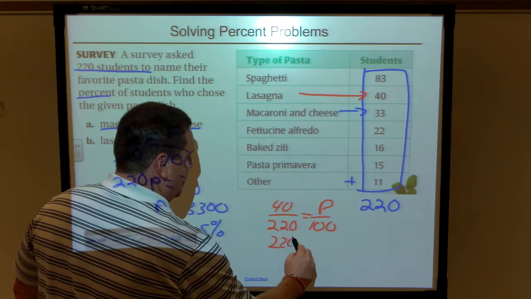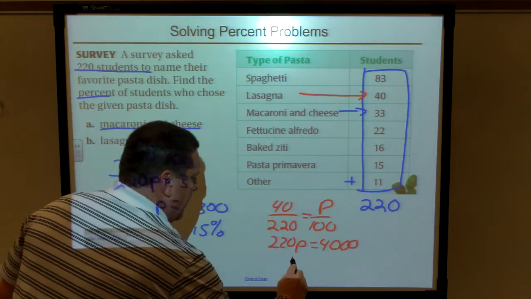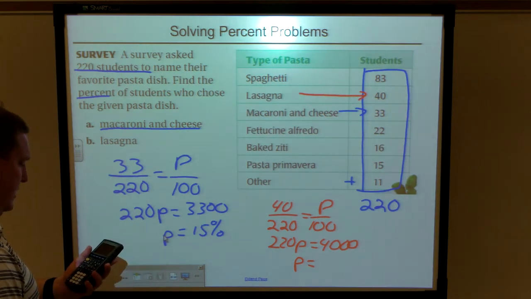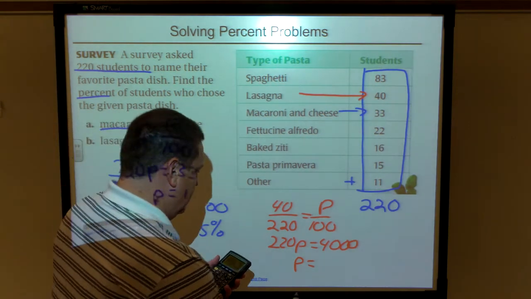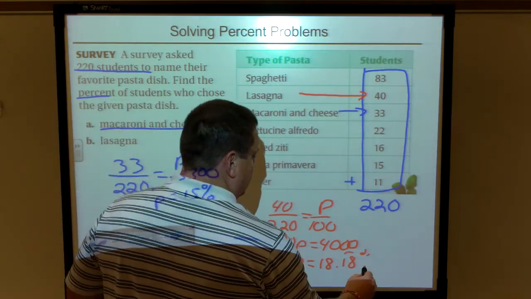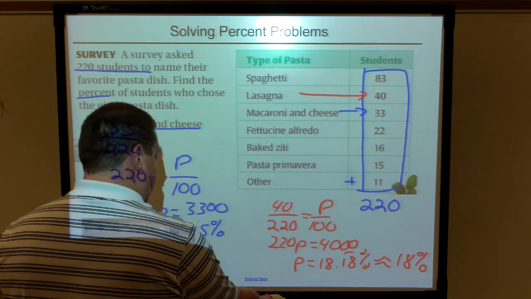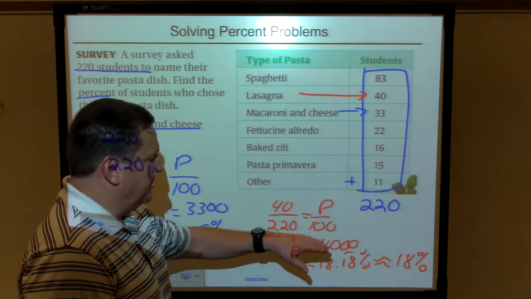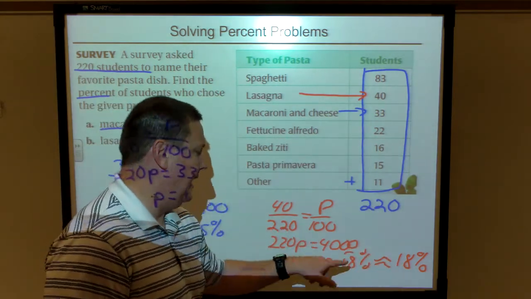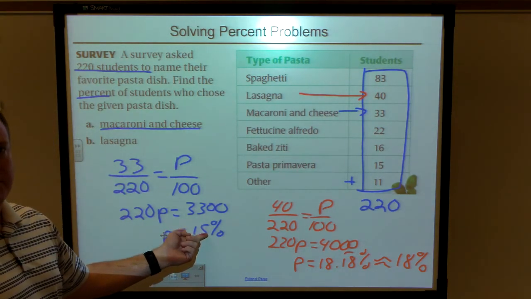Cross multiply, 220p is equal to 4,000. Divide by 220 on both sides, so 4,000 divided by 220. And this comes out to about 18.18, and it's actually a repeating percent. So if we wanted to, we can just say it's about 18%. Eventually, our percentages should add up to not 220, but 100%. But because of rounding like this, they might not add exactly to 100%. That's okay. So about 18%, which was higher than the 15% as expected.